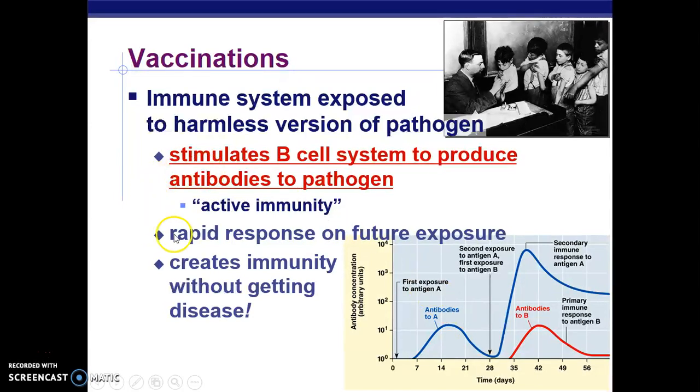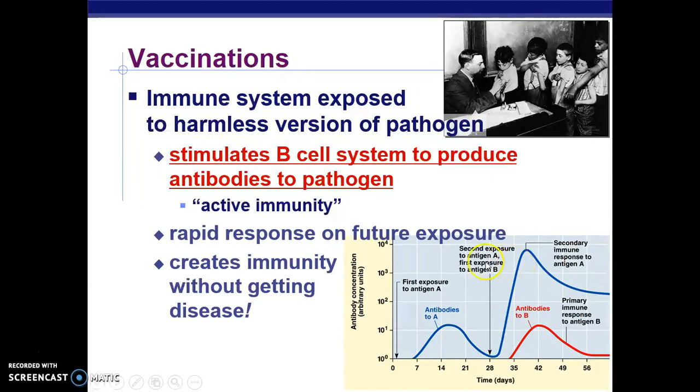In terms of summarizing this, your first exposure to the A antigen could be the vaccine. Then when you actually get exposed to the real virus or bacteria, the immune response is more rapid and stronger, and then you probably won't even get sick.